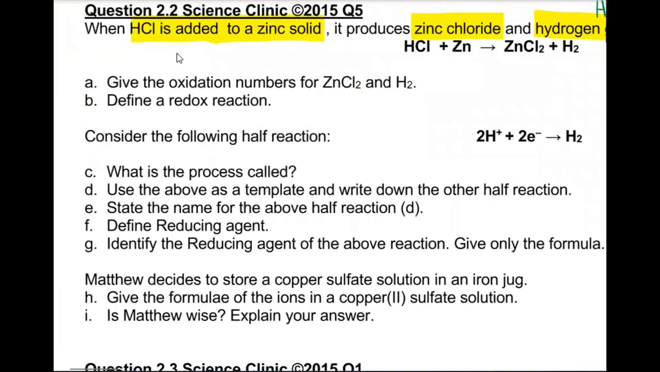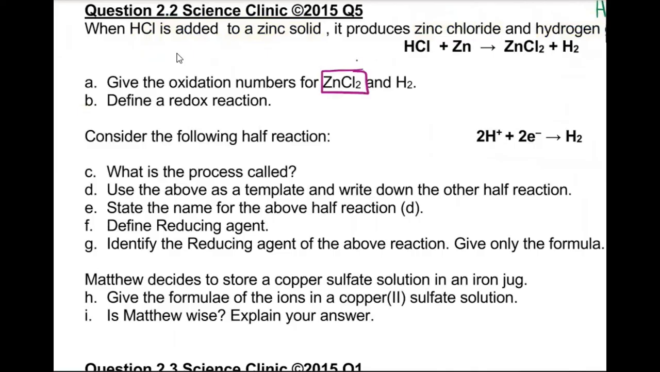Alrighty, give the oxidation numbers for ZnCl and for H2. So what I'm going to do is write it up top here. They say the oxidation numbers for ZnCl, which means you're not going to take everything in this whole equation. You're literally just going to take the ones that they have asked you. So for zinc chloride, let's check.